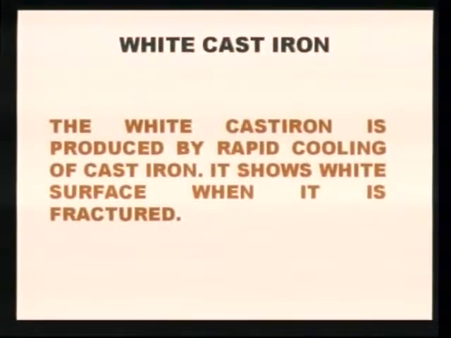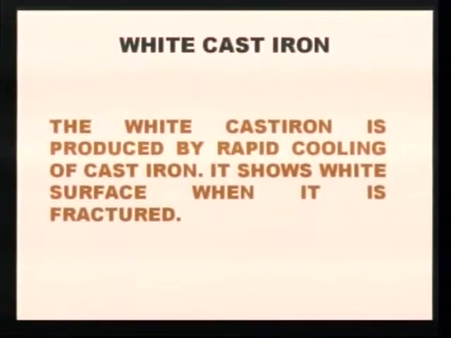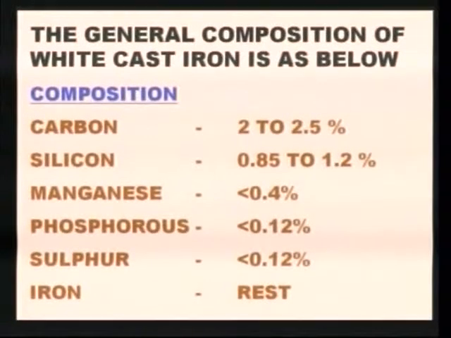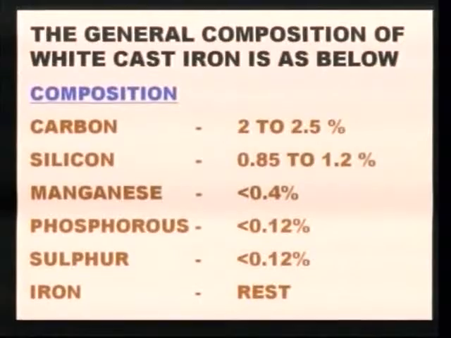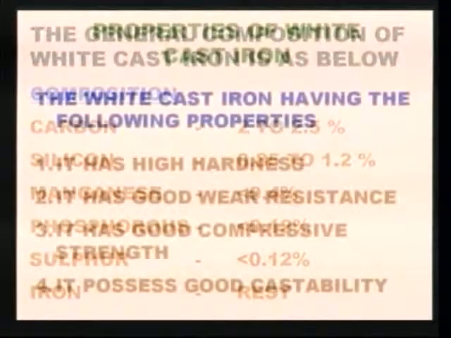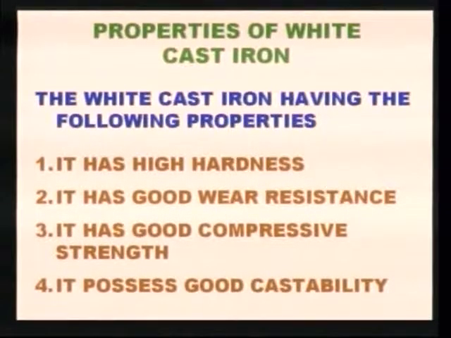The another type of cast iron is white cast iron. The white cast iron is produced by rapid cooling of cast iron. It shows a white surface when it is fractured. The general composition of white cast iron is as below. The carbon is from 2 to 2.5%, silicon 0.85 to 1.2%, manganese is less than 0.4%, phosphorus is less than 0.12%, sulfur is less than 0.12%, and the remaining is iron. Now we will see the properties of white cast iron.